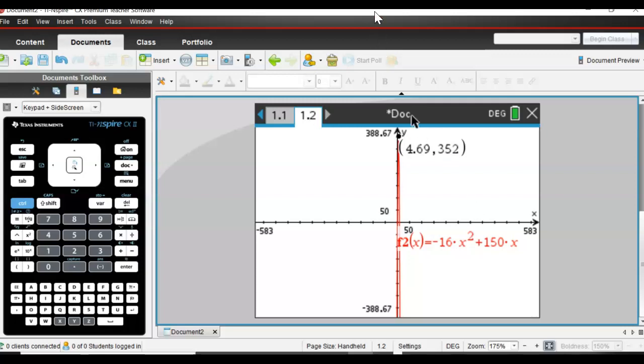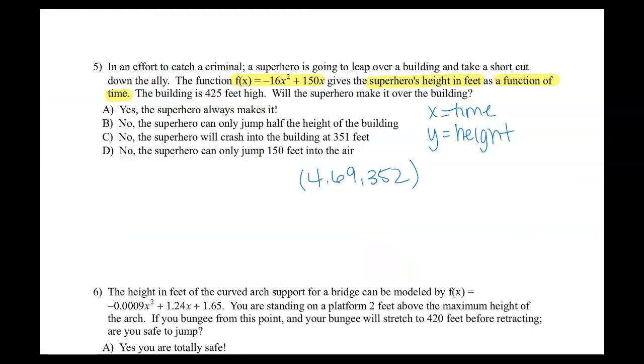All right, so let me move this back to my screen. And let's examine this. So we already said before that x represents your time, and 352 represents the height. That's my y value. So if I was looking at the height for this, that means that given this function, it looks like the superhero is going to reach a height of about 352 feet.